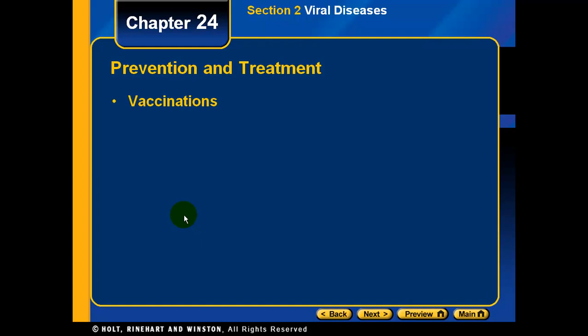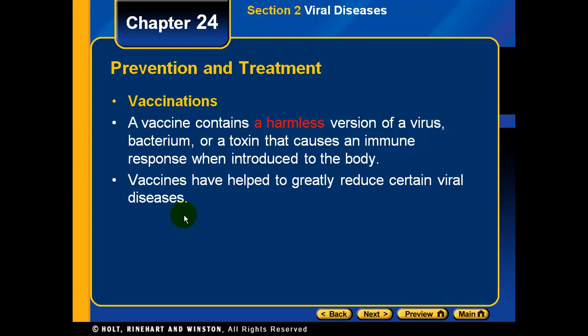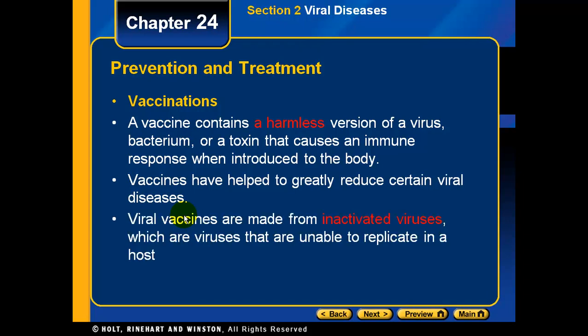Prevention and treatment of viral diseases, you would get vaccines. A vaccine contains a harmless version of the virus or the bacteria or the toxin that causes an immune response when introduced to the body. It makes the antibodies for it. Vaccines have helped greatly to reduce a certain viral disease.